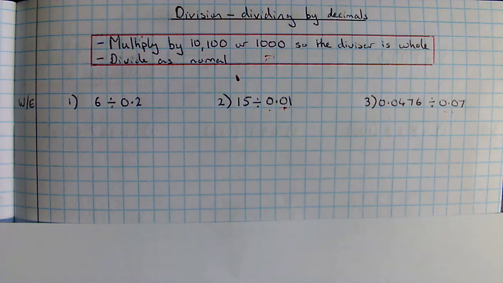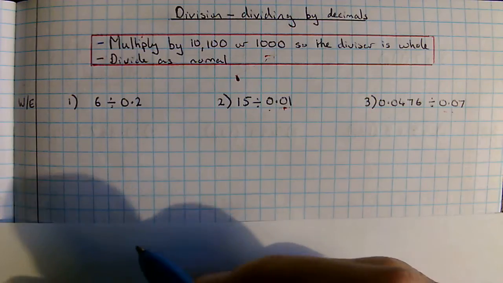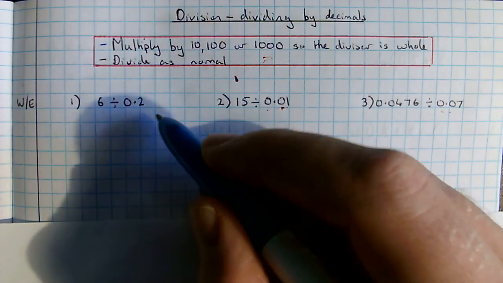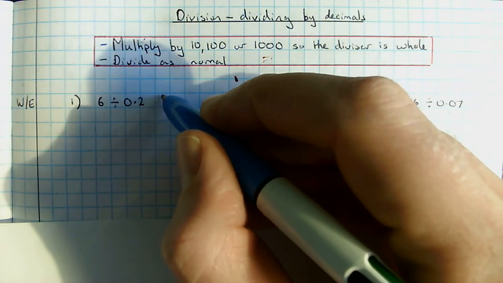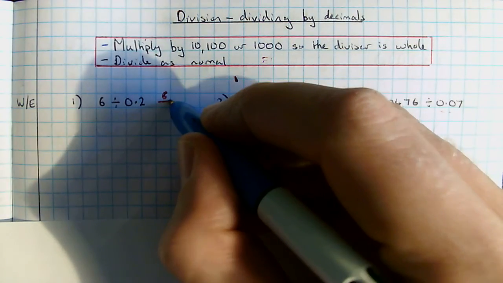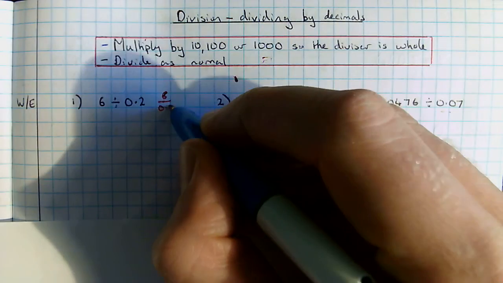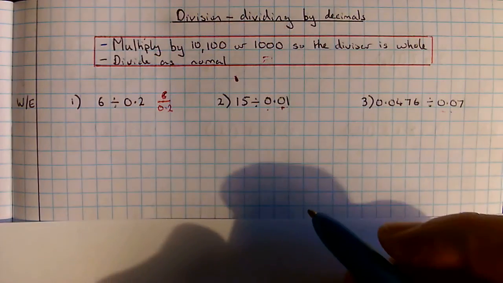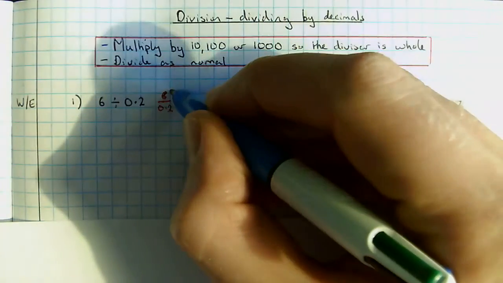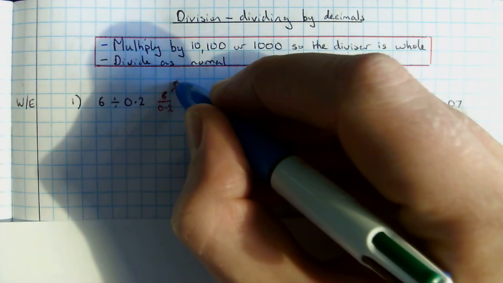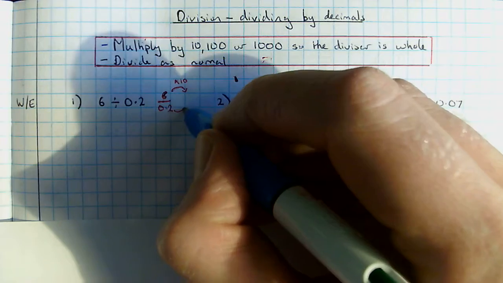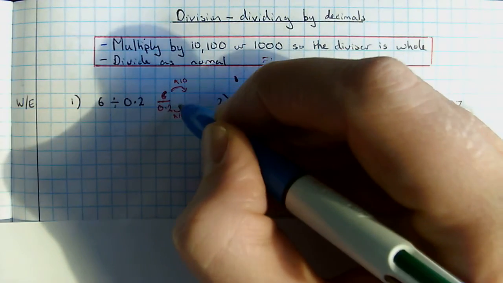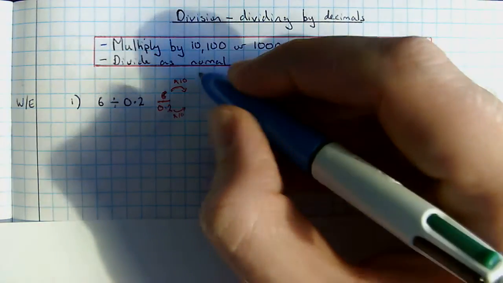Let's just firstly have a quick look as to why this works. So what I could do is, instead of writing it with a division sign, I could have written it as a fraction. It's exactly the same to write that as 6 over 0.2. And we're quite familiar with the idea of equivalent fractions. So here I would just be timesing top and bottom by 10. And as long as I times top and bottom by the same amount, I've got an equivalent calculation.